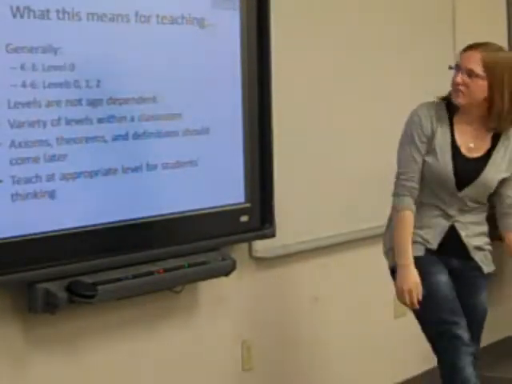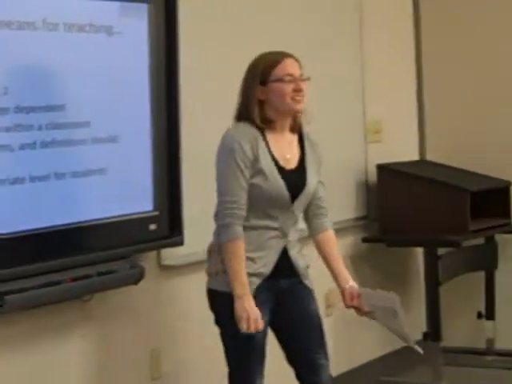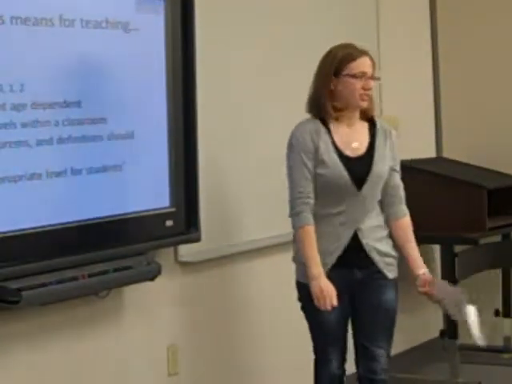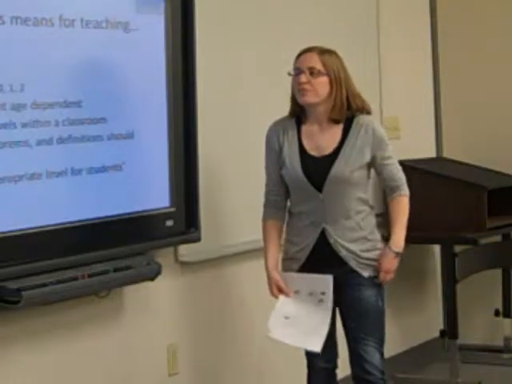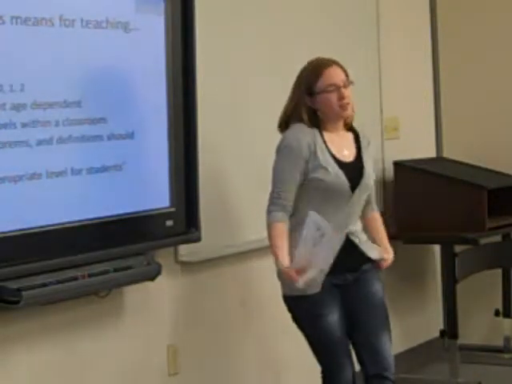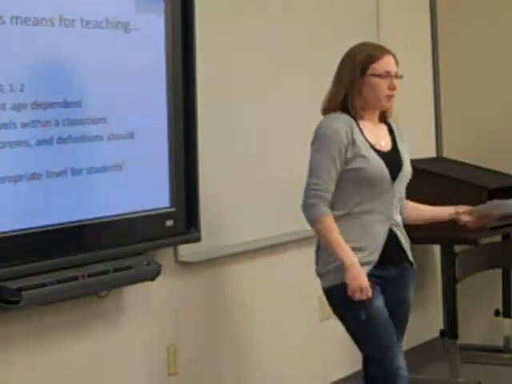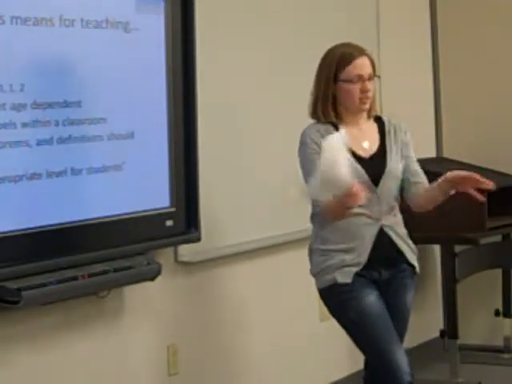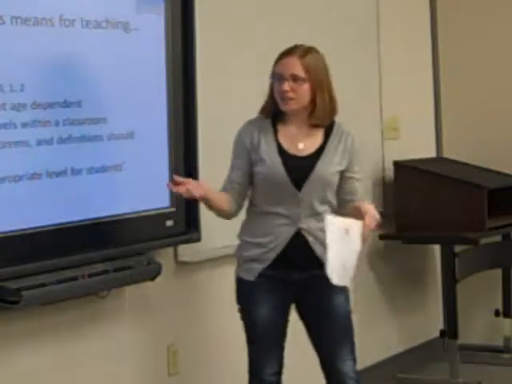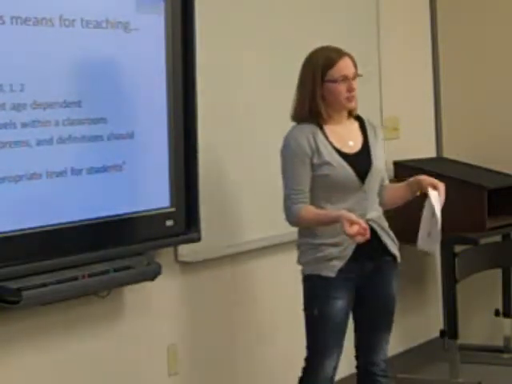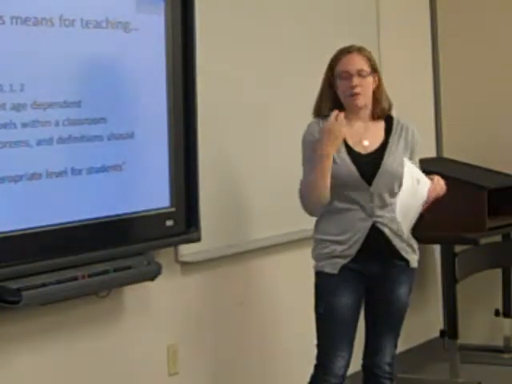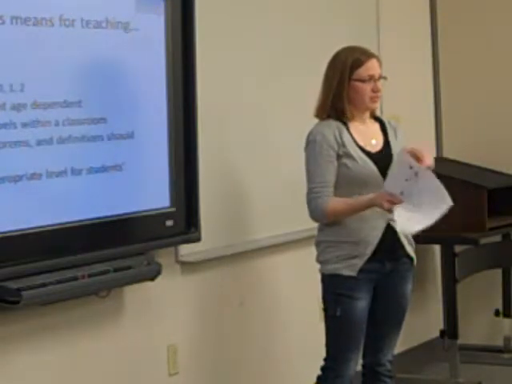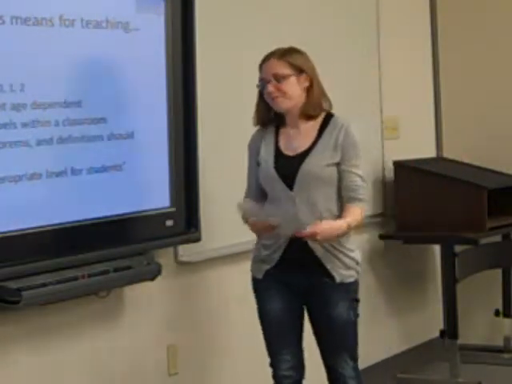So the Van Hiele levels of thinking have different implications for teaching. They're not age dependent, so it doesn't matter how old a kid is, he might not be at the same level as all the other kids his age. But generally in K through 3, level 0 is where kids are at, and then in upper elementary you'll have a range of levels within your classroom.